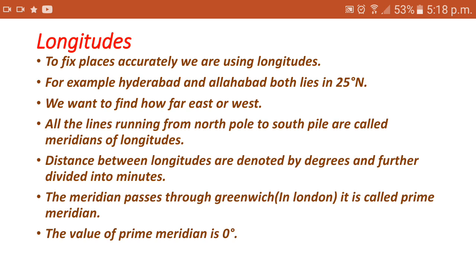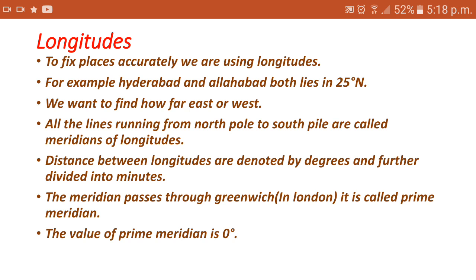So for example, I am saying both Hyderabad and Allahabad both are lying in 25 degree north. If both are lying in 25 degree north, how can we say accurately? So we want to have longitudes also, then only we can able to locate the places accurately. Whether 25 degree north it is okay, but we are having full circle around, so whether it is east to or west to, like that we want to note accurately. So only we are going to learn about longitudes.